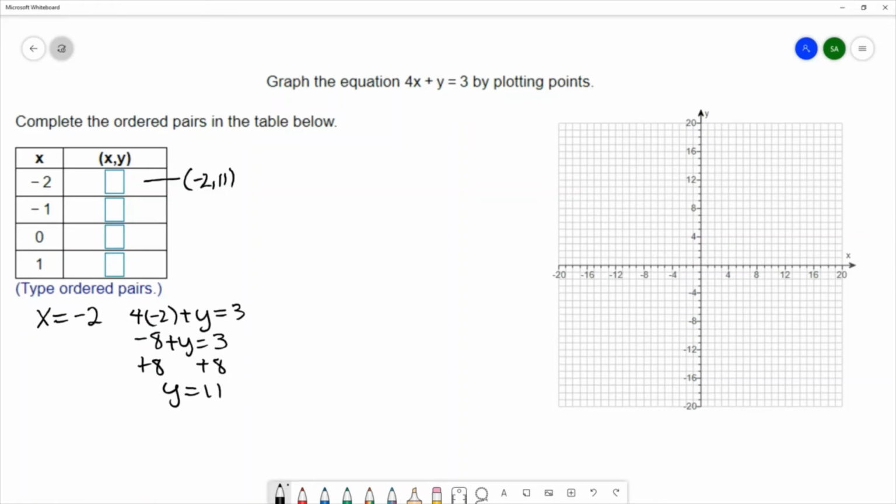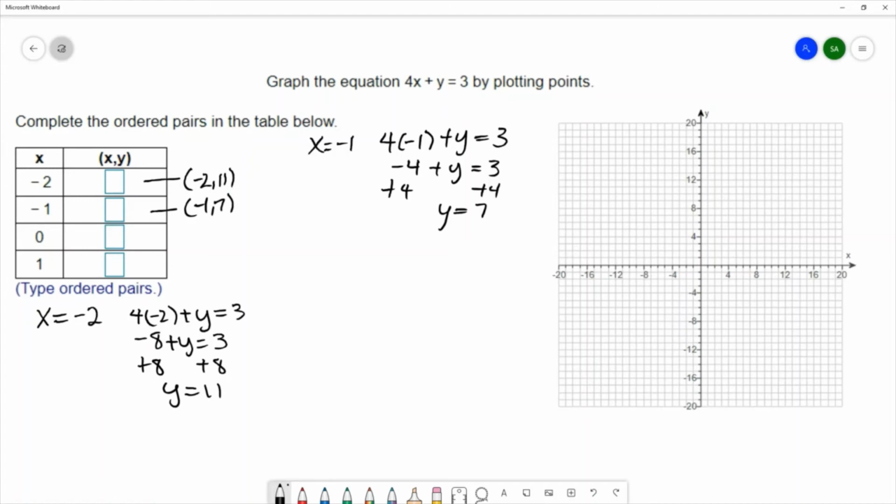In the next row, we're given that x equals -1. We'll substitute that into our equation to get 4 times -1 plus y equals 3. This is -4 plus y equals 3. I'll add 4 to both sides to get y equals 7. So our ordered pair in the second row would be -1, 7.